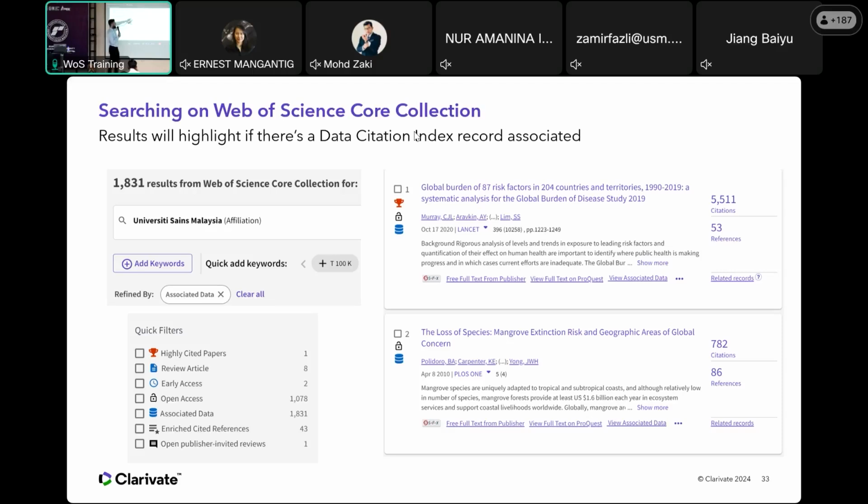Then on the level of the document itself, you can see this small database icon. That means this particular Web of Science article does have linked data to it. With access to the Data Citation Index, you can take a look at what it is. Now, what are the use cases for the Data Citation Index?